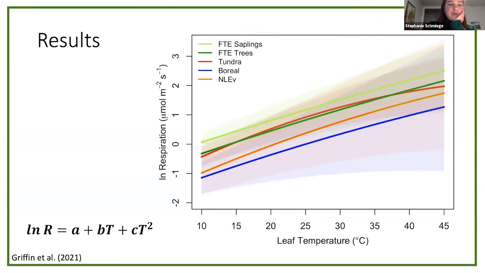Finally, we compared this data to what we had available in the literature. We were particularly curious to see how it compared to our tundra, our boreal, and our needle-leaved evergreen trees, all of the data that we had available. And once again, what becomes apparent is that these saplings have a much higher respiratory rate than all of these plant groups that we've measured already. So there is really an extreme respiratory rate going on in these saplings that has to be overcome in this environment.